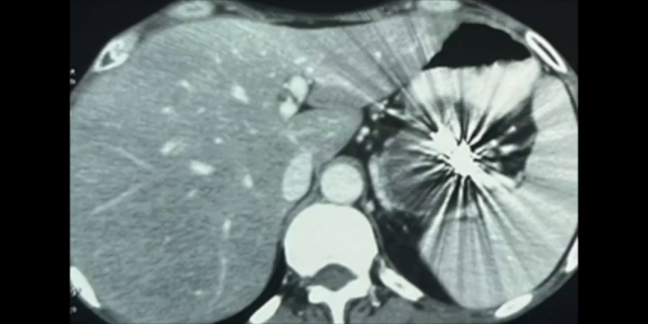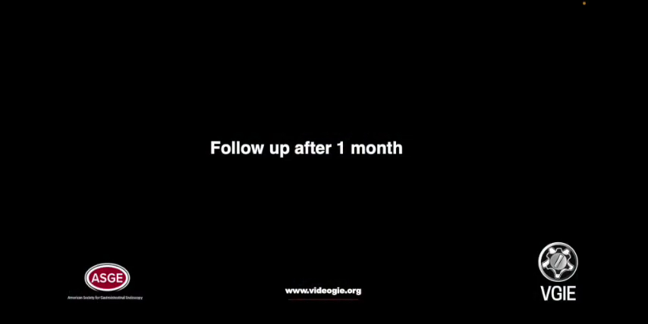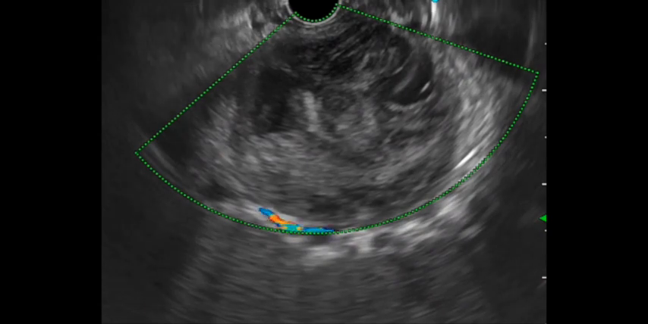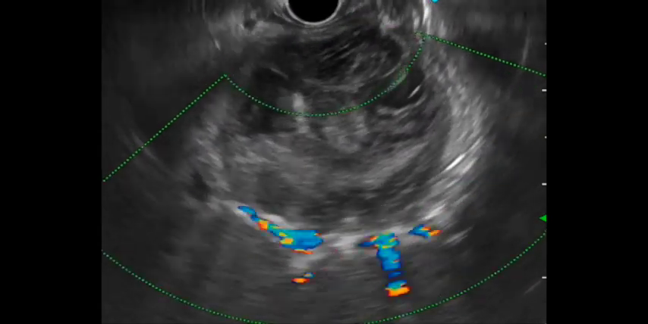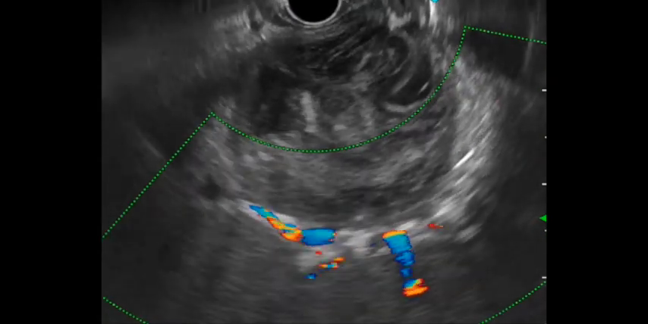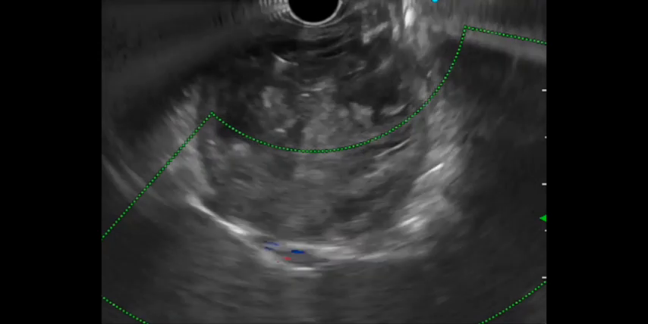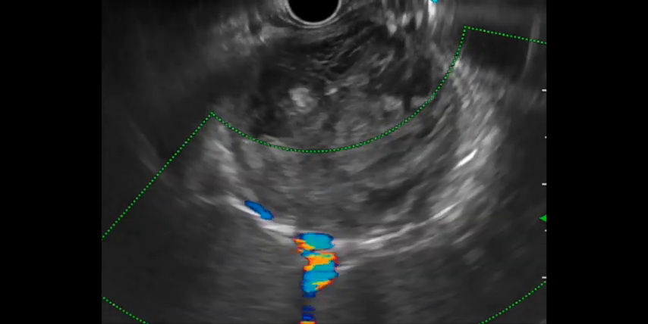Post procedure, CT was performed and it showed no flow within the lesion. EUS after 1 month showed no Doppler flow within the pseudoaneurysm and no further oozing from the splenic artery.